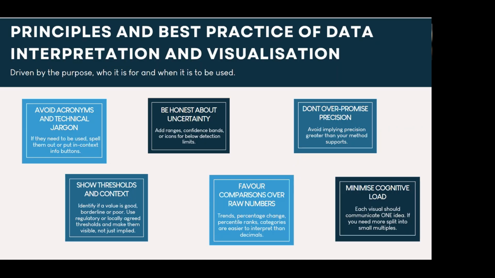Where, again, possible, you show your thresholds and wider context. So identifying if a value is good or borderline or poor is a lot easier for somebody to understand than just having raw data. And we'll talk a little bit in a few slides' time about thresholds and how you can make them visible alongside any data that you do have. Again, that'll be linked back to your purpose of what your monitoring parameters are.